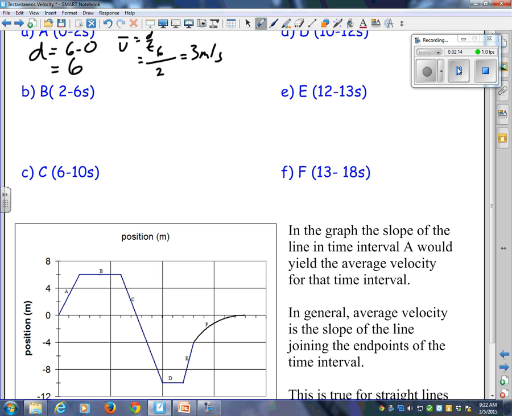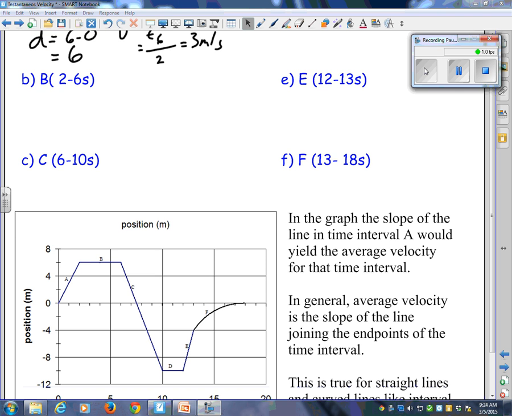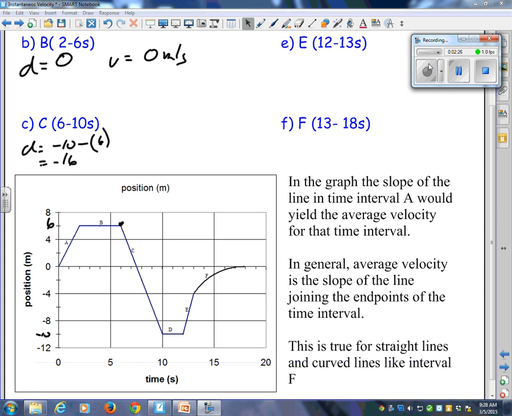Try B while I go mark attempts. Should I do just B and C silently up here, or should you wait and see them all? Displacement is minus 16. So the velocity is d over t, minus 16 over how much time? From 6 seconds to 10 seconds is 4, so minus 4 meters per second. That's all there is to it. What's the slope? Minus 4.